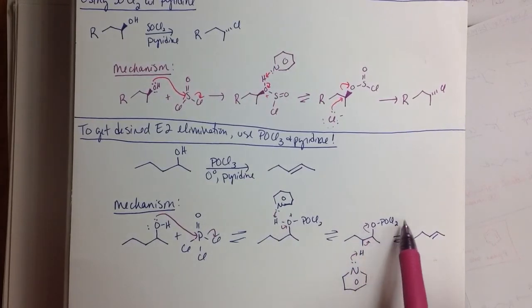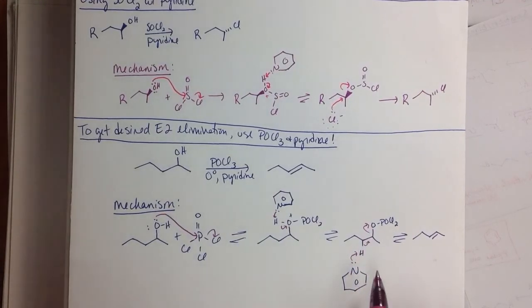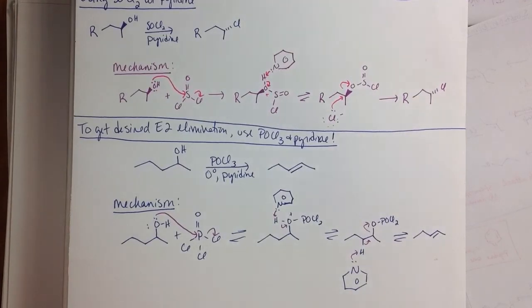And so now we've got a really good leaving group again, but this one just wants to do something different. So this pyridine comes and grabs this hydrogen from the next door, and then an elimination occurs, and you end up with that double bond right there. Thank you very much.